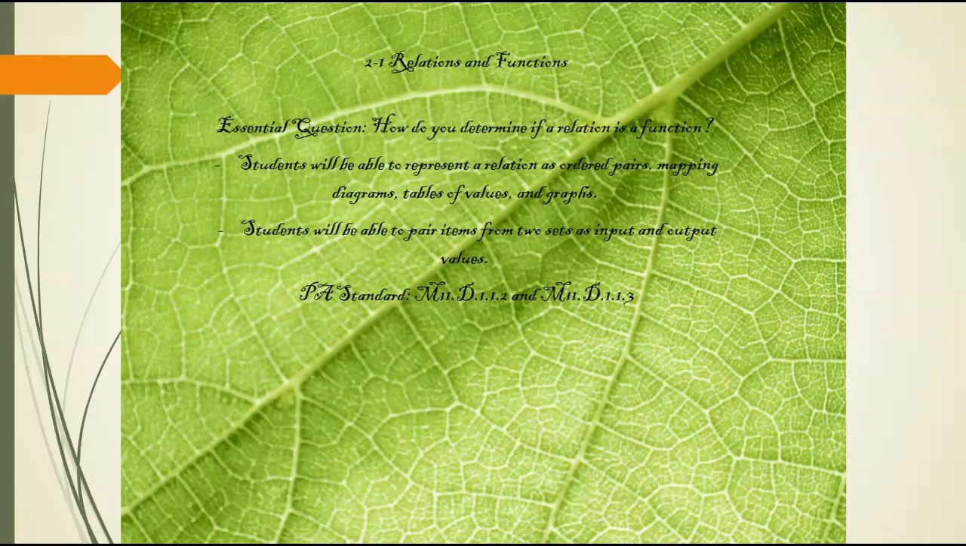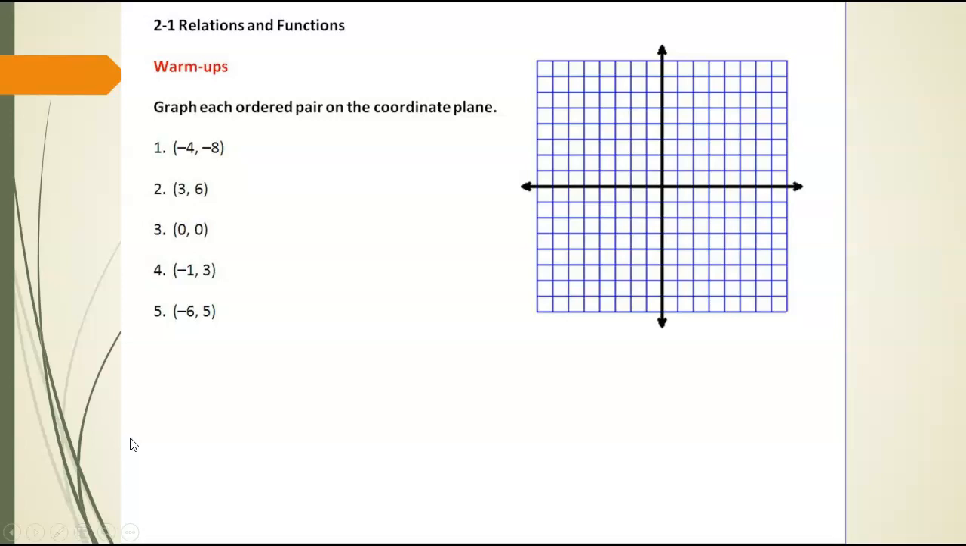So we're looking at relations and functions. Today we're going to determine how a function is a relation and how a relation is a function. We're going to work on graphing ordered pairs, mapping diagrams, and looking at tables of values. So the first thing I asked you to do was to graph those ordered pairs. So you're going to pull out your points.